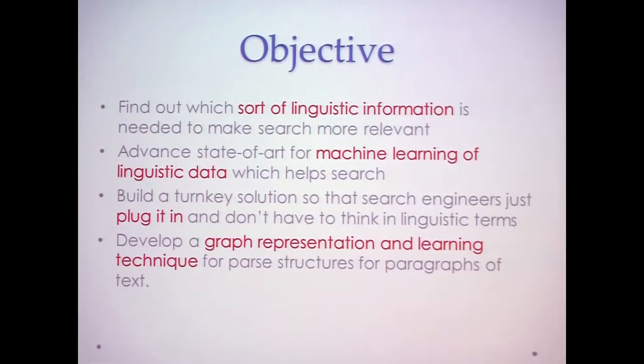So what are we going to do? What kind of linguistic information is beneficial? What can we take advantage of? Advanced state-of-the-art machine learning of linguistic data, specifically for search. Let's say a black box open source component for search engineers, so they can plug it in, run complex queries, and be happy or not happy. But at least they don't have to spend time learning linguistics and getting into details. So this is the goal.